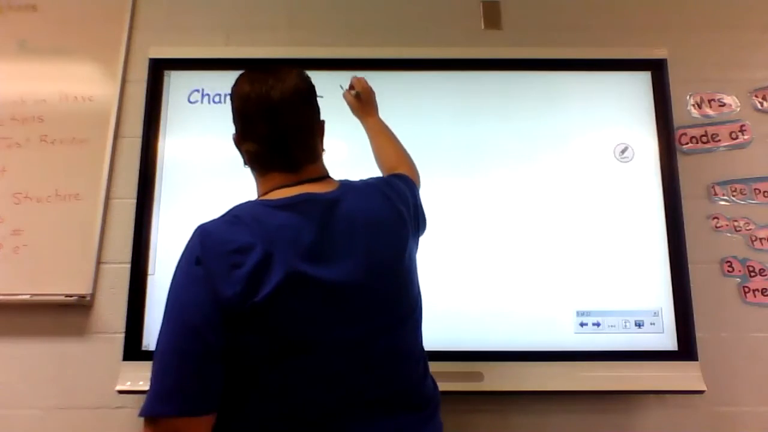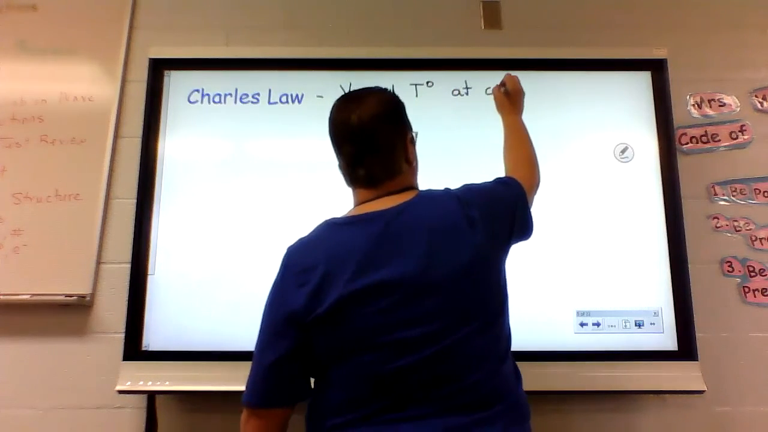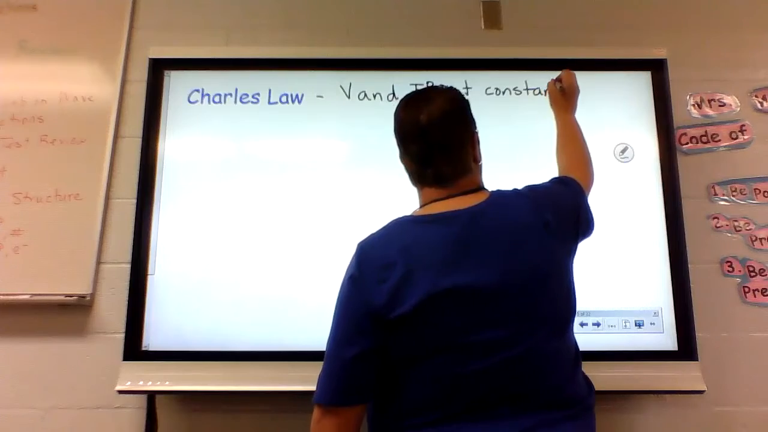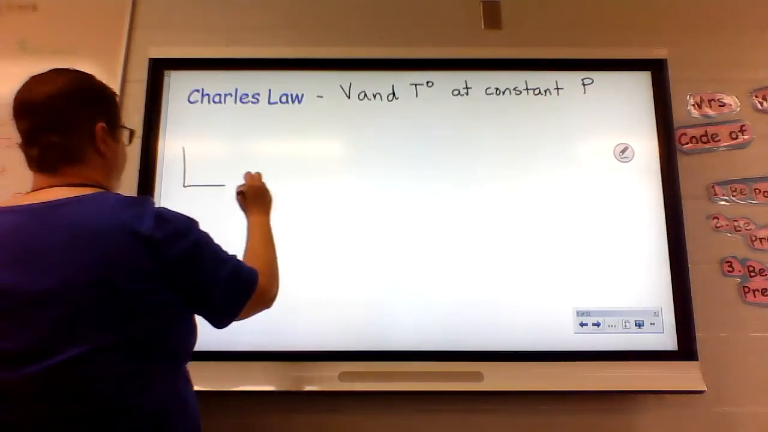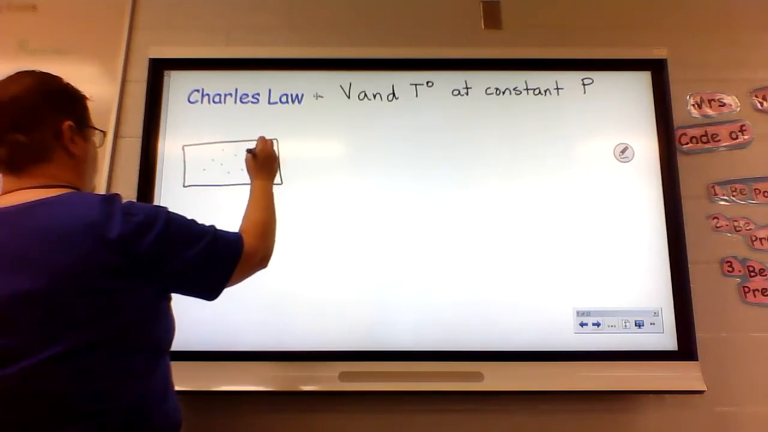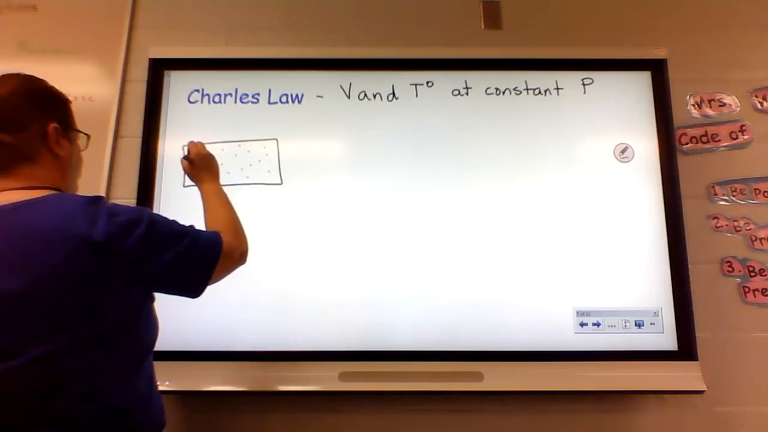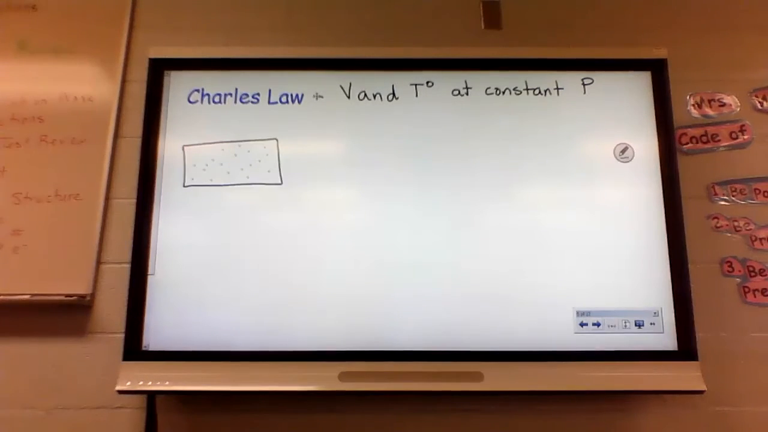Charles' law is volume and temperature at constant pressure. So volume, temperature, and pressure. Yep, because what did I tell you about moles? What did I say a little bit ago? We were not going to change the moles right now. They were going to stay the same until roughly after Easter, possibly late Thursday, but most likely after we came back from break.